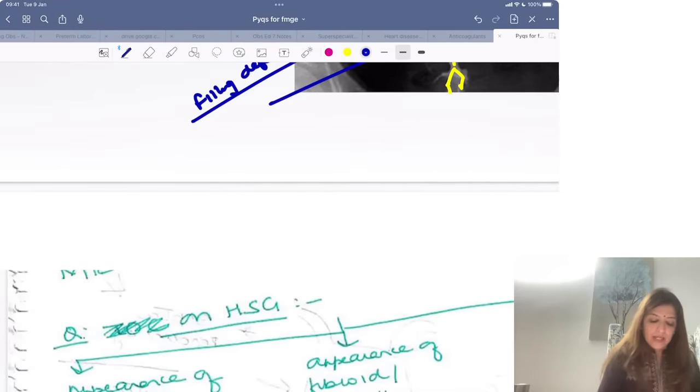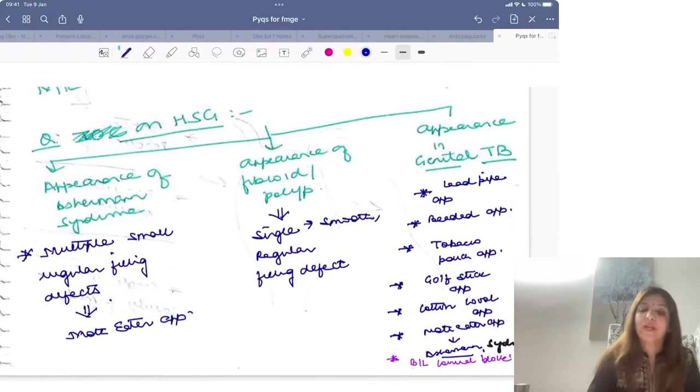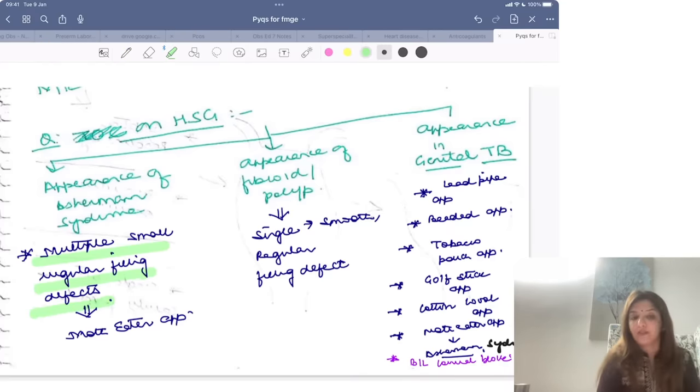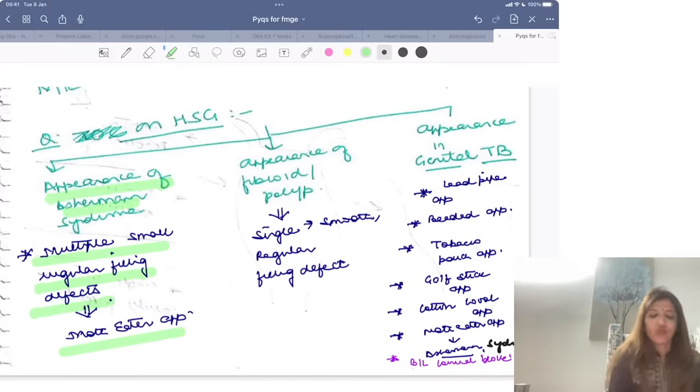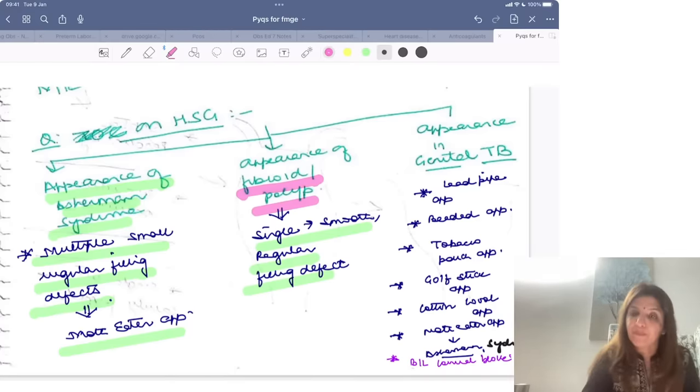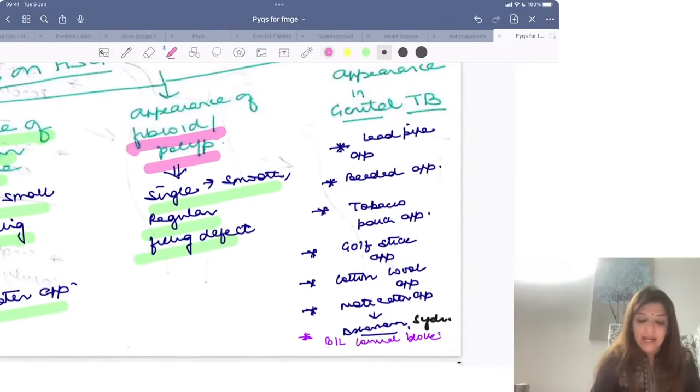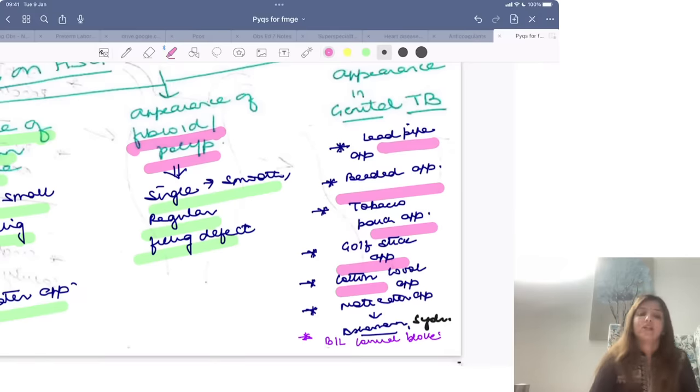So remember, in HSG, if you are getting multiple small irregular filling defects, that is called as moth-eaten appearance, then you are dealing with a case of Asherman syndrome. If you are getting a single defect which is very smooth and regular, then that means it's a case of fibroid or polyp, right? If you are getting lead pipe appearance, beaded appearance, tobacco pouch appearance, golf stick appearance, cotton wool appearance, or bilateral cornual block, then that is genital TB.